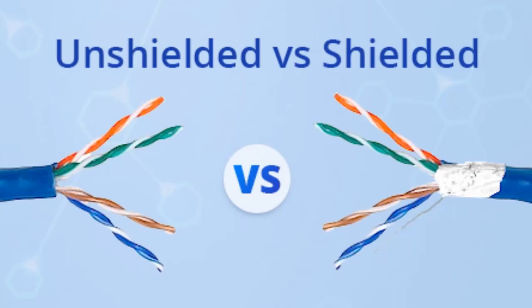Shielded twisted pair. It is similar to unshielded twisted pair but comes with a foil shield that covers the wires. This foil shield adds a layer of protection against electromagnetic interference leaking into and out of the cable. It is mainly used for industrial purposes.